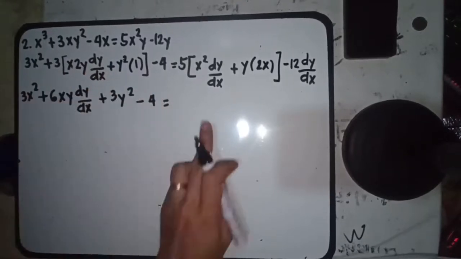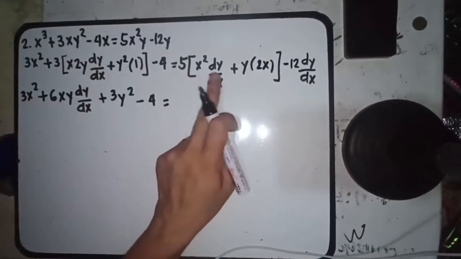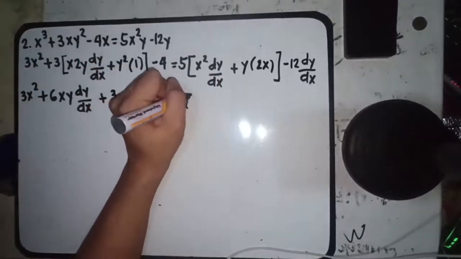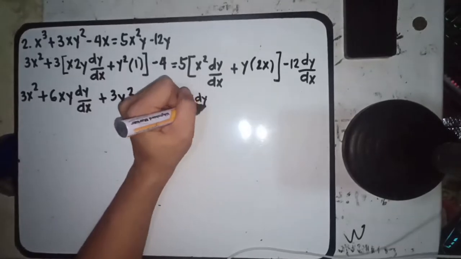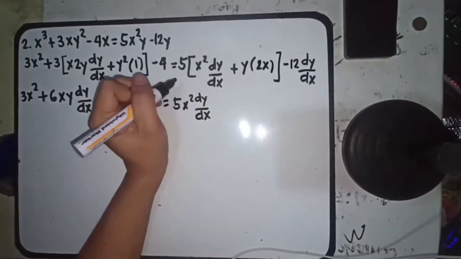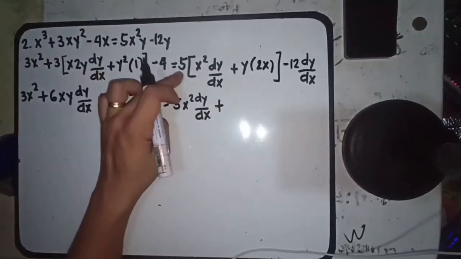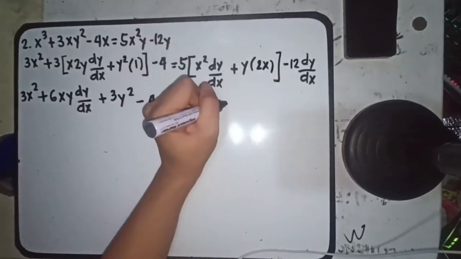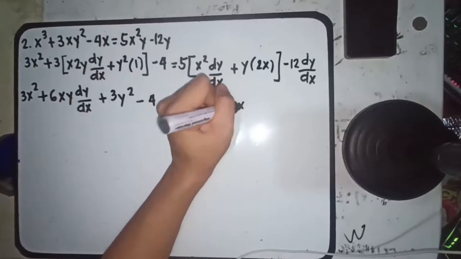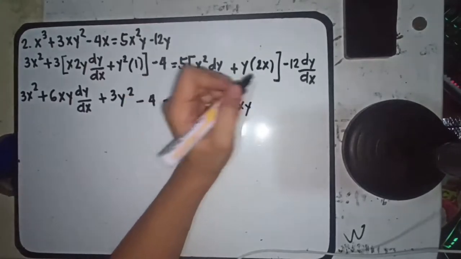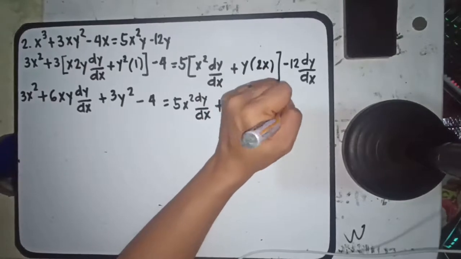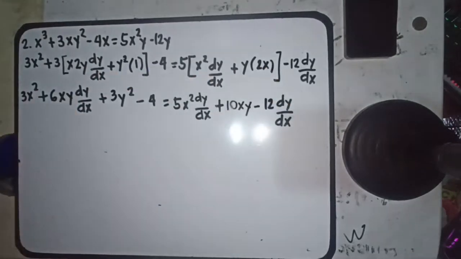This is equals to 5 times x squared dy over dx. That would be 5x squared dy over dx. Then, we have plus 5 times y times 2x. That would be 10xy. Minus, we have 12 dy over dx.